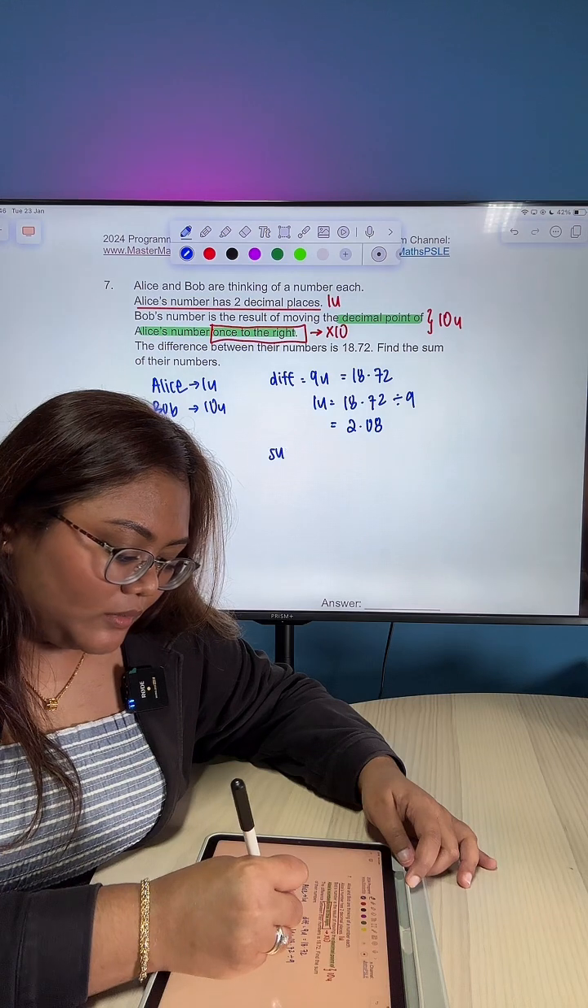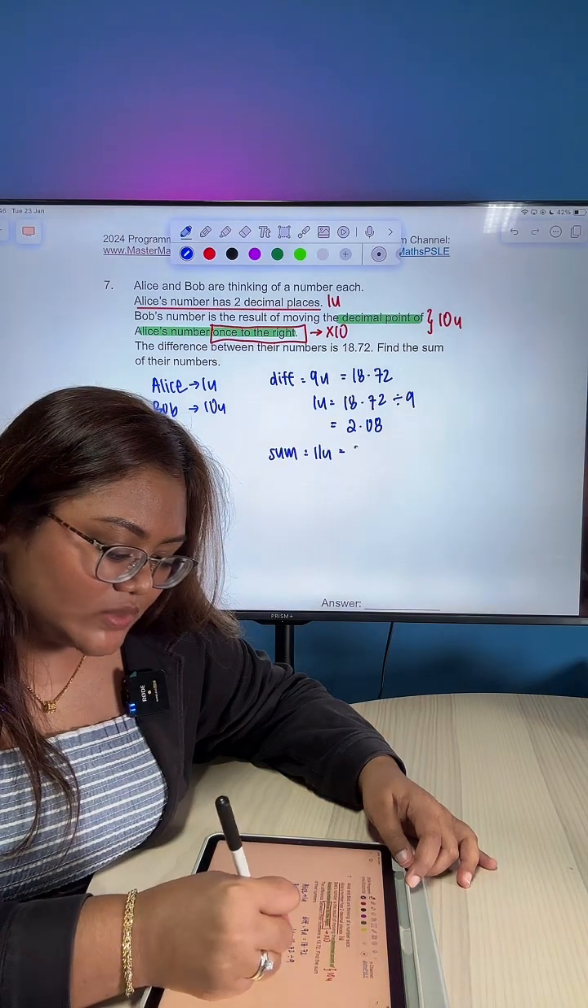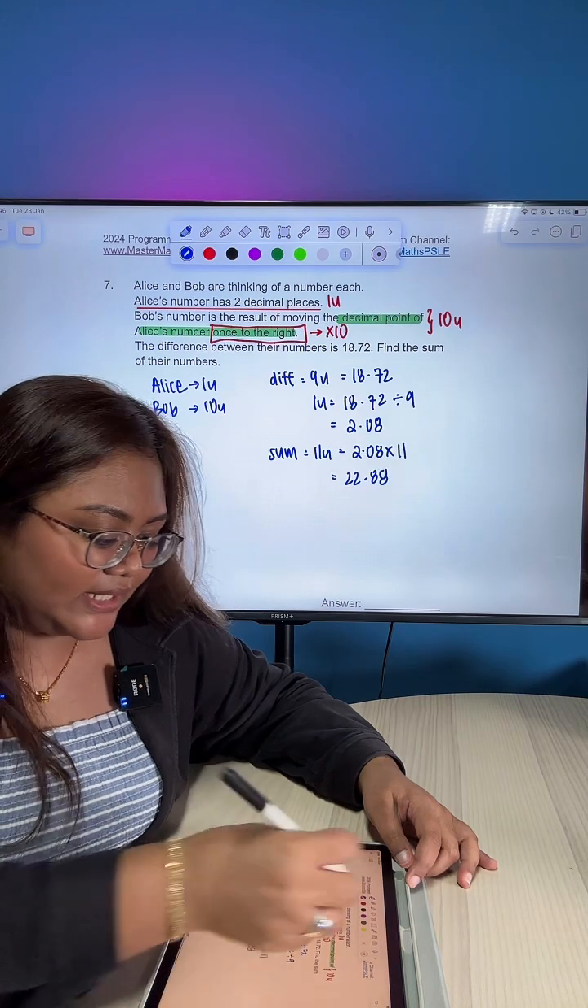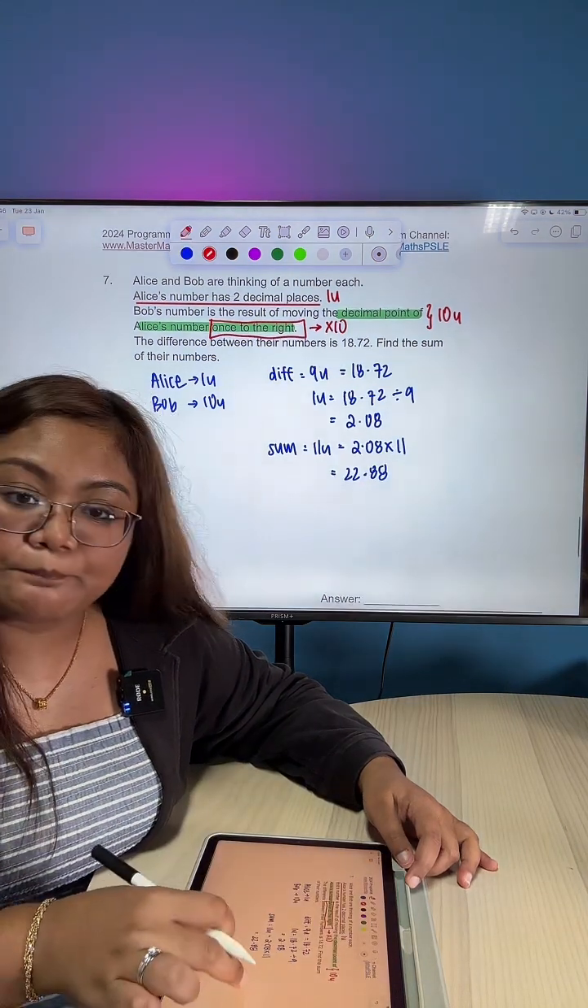The sum will therefore be 11 units. So that's 2.08 times 11 to give us 22.88. Ta-da! Done. Simple.